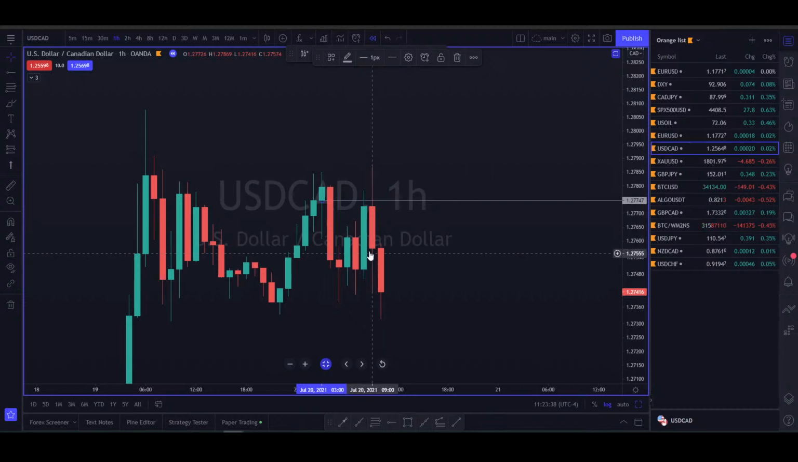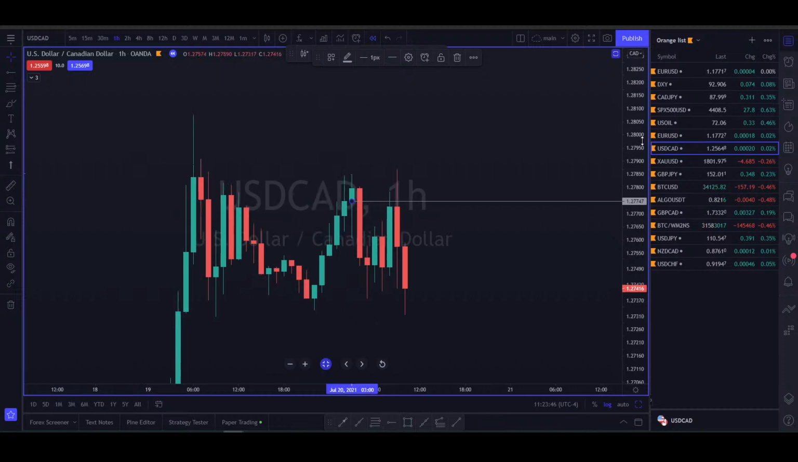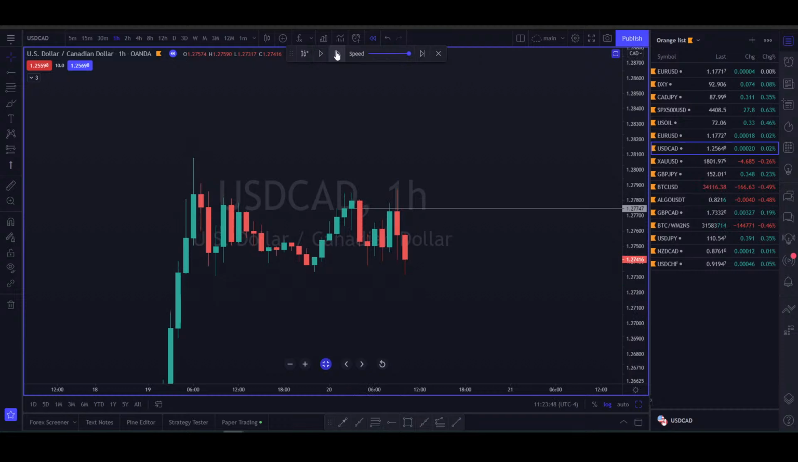Boom. Right? So we got short on this push lower, and stop was above that 5-minute high. And then we just let it play out. And this is what happens.